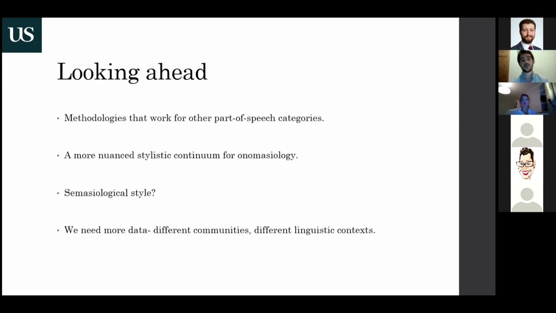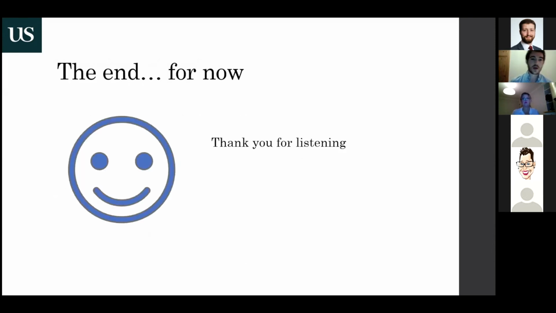And then lastly, I think we need more data. We need data from different communities and different linguistic contexts. And what this can do is potentially develop principles of lexical variation, because there's quite a lot of diversity at the moment in the findings of lexical studies. So I think it'd be really interesting to do a bit more of a meta-analysis once we get more data. And that's, for now, the end.